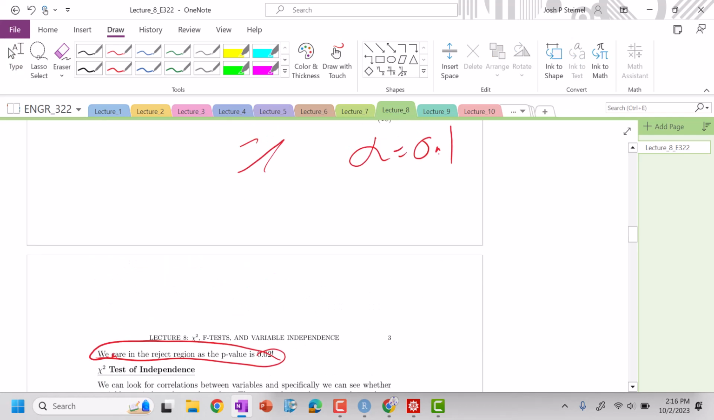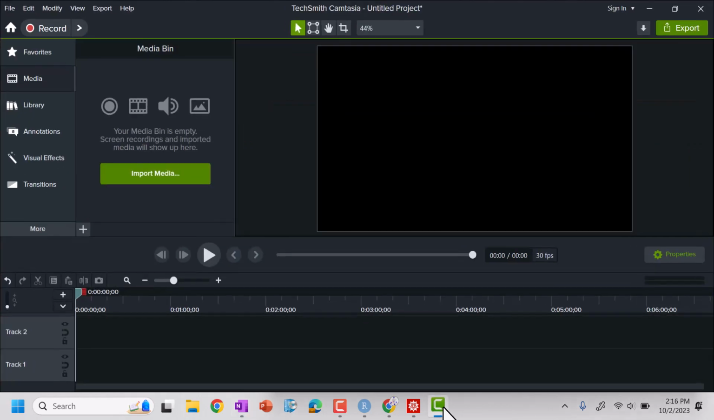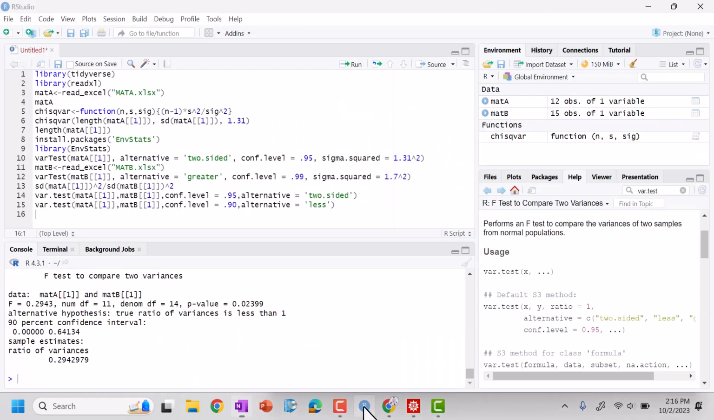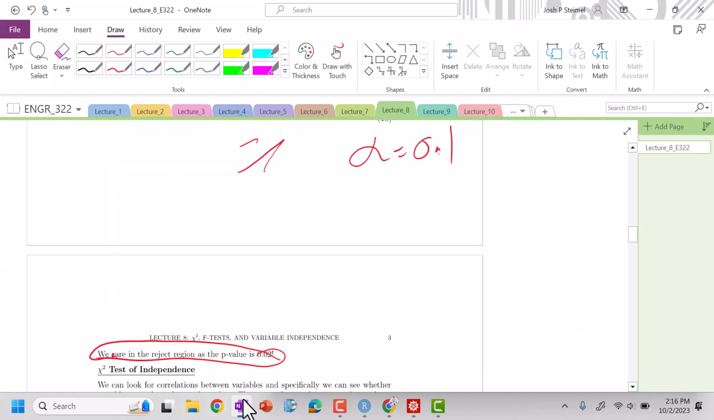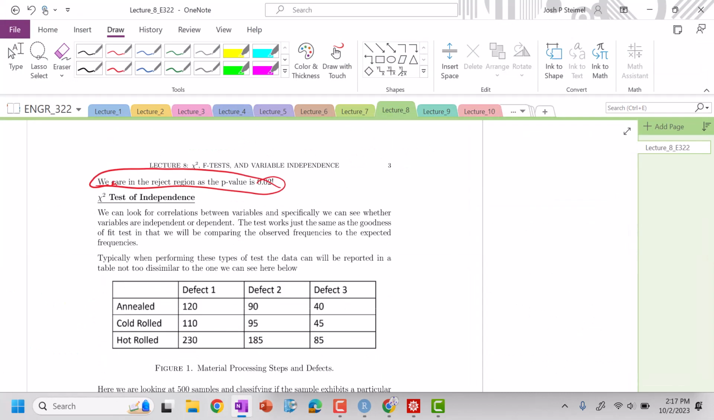And you can do greater than as well. I bet that's going to be in a very large do not reject region. So we can actually calculate this. We can do this at 90, and we can do greater. And yeah, that's a big old do not reject right there. Excellent. So this is your F-test.